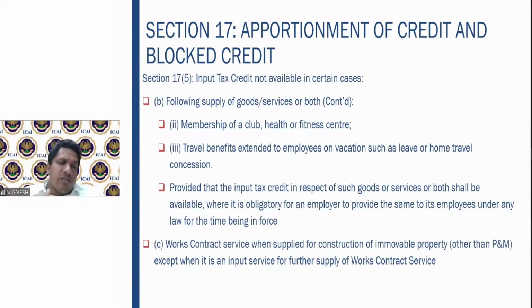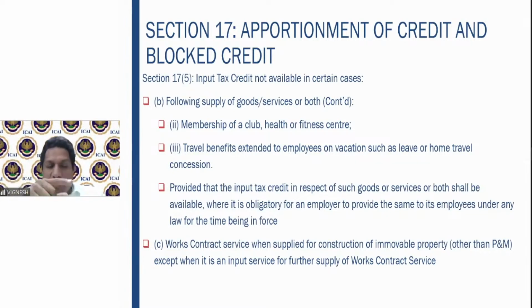But if this works contract is for further supply of works contract, that means I'm an interior designer and I'm hiring a contractor for doing the basic construction. I do the design part and I market to my customer as a package. I say end to end everything I will execute. That means I am using the works contract service, whatever I'm paying to the contractor, I'm using that particular service for me to provide the service.